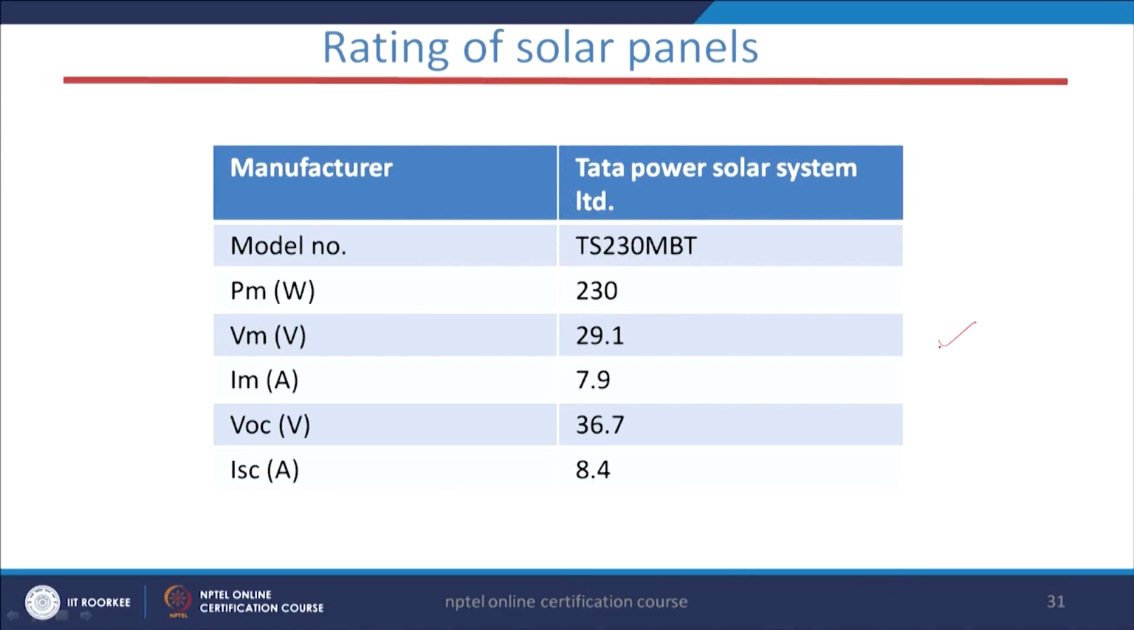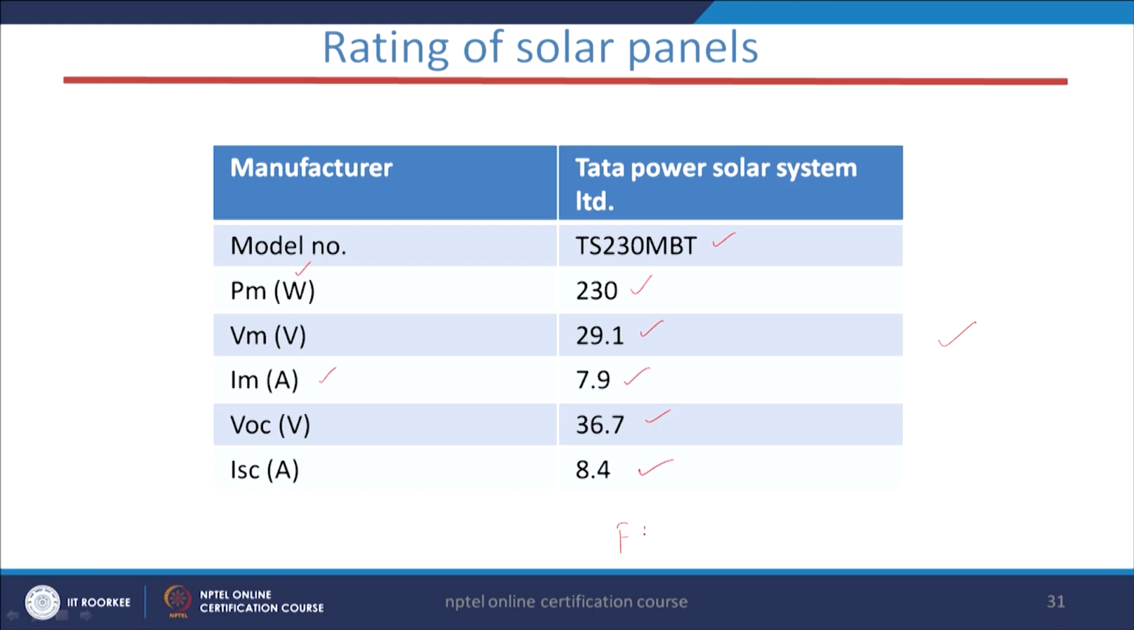This is one of the specification sheets provided by Tata Power. The model name is TS230 MBT and the maximum power output is 230 watt, W stands for watt, and the VM stands for the maximum voltage, that is 29.1 volt, and the IM is the maximum current, that is 7.9 ampere, and VOC is 36.7 volt, and I short circuit is basically 8.4.